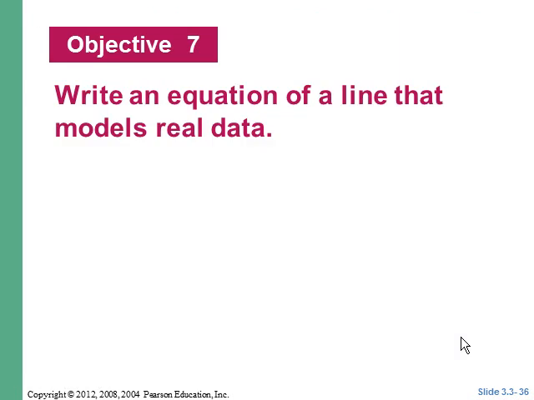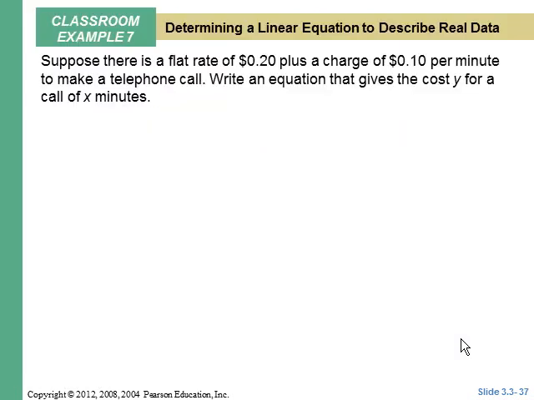All right, so real data, that's what it's all about. Suppose there's a flat rate of 20 cents plus a charge of 10 cents per minute to make a phone call. We want dollars to be y, and we want minutes to be x. So our slope is 10 cents per minute. Okay, 10 cents, and our minutes is x.